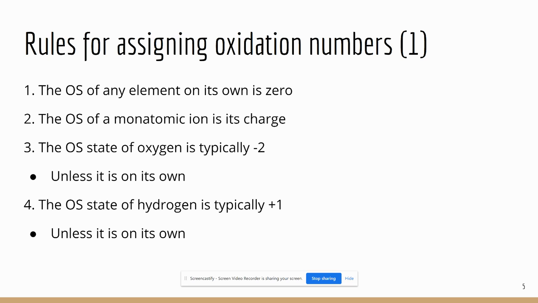The third rule, the oxidation state of oxygen is typically -2. This is true unless it is on its own. We'll talk about one exception in class. You might be thinking, isn't oxygen always -2? This is also true when oxygen is not behaving as an anion, when it's part of a covalently bonded substance. Fourth rule, the oxidation state of hydrogen is typically +1. There's an exception we'll talk about later, of course, unless it's on its own as part of H2.